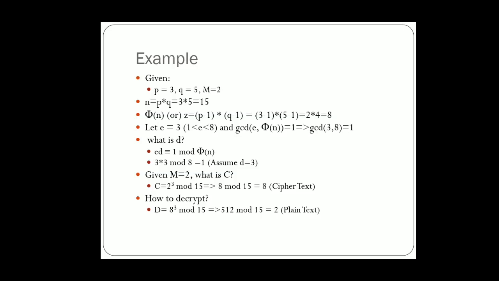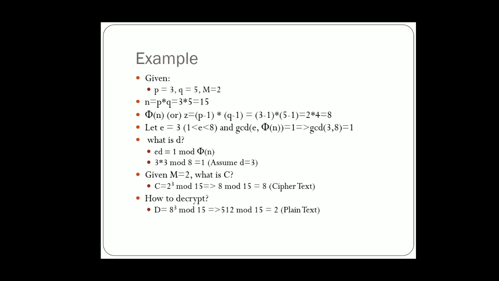Already I told you that e should satisfy the two conditions. The value of e should be in between 1 and phi of n, and GCD of e and phi of n should be 1. So, we will take e as a least prime number, that is 3. Let me check the e value 3 with the two conditions.